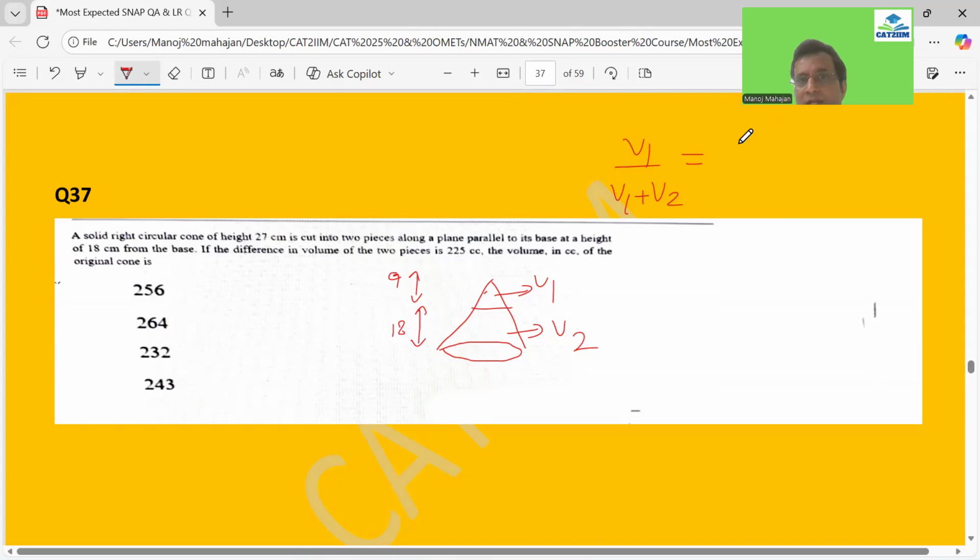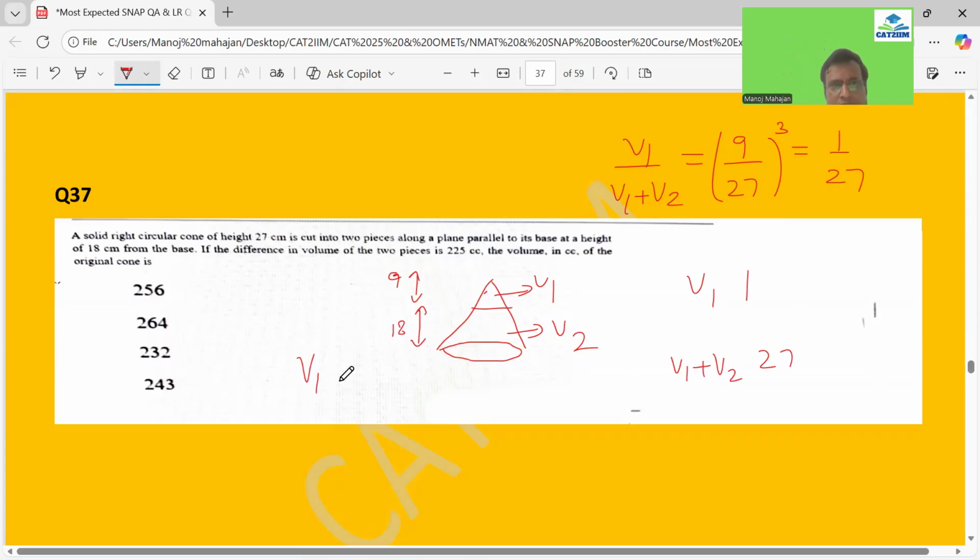So over here it is the height stuff. One is 9, the other is 27, and a cube of it if I do it. So 1 by 27. So if V1 is 1, let's say, and V1 plus V2 is 27, right? What is given to us? Not the difference between V1 and V1 plus V2. What is given is the difference between pieces, right? So V1 is 1, V2 would be what? 26, correct? If sum total is 27. So this difference 25 is given to us as 225.